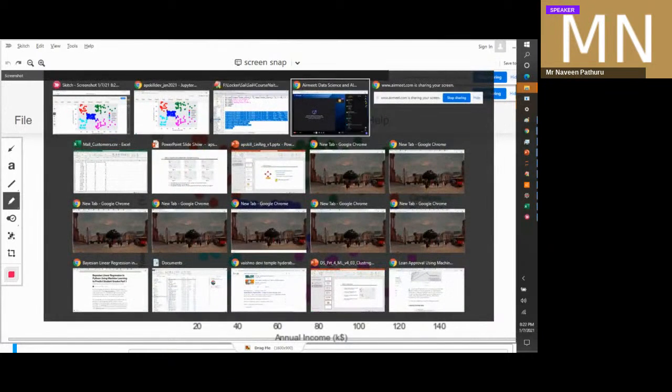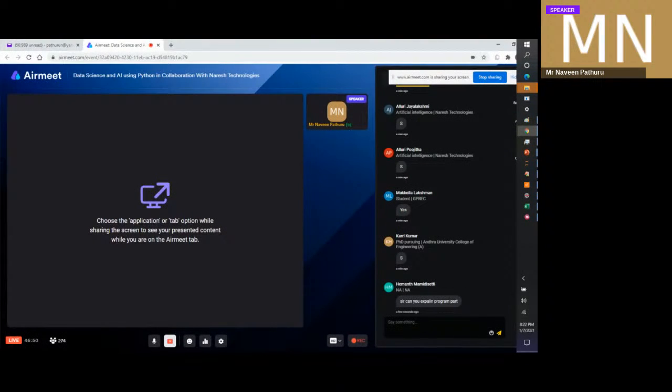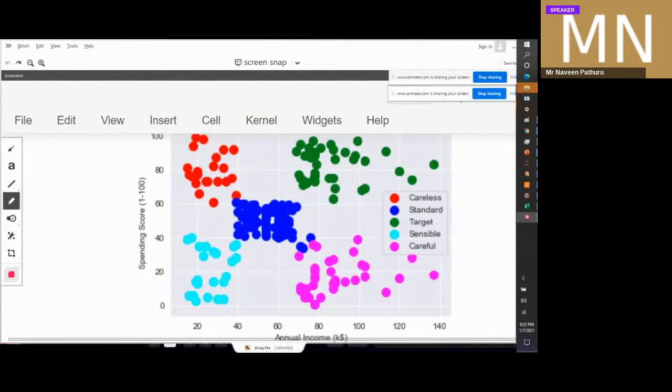Everybody with me, guys. Quick yes, please. What is this? This is what the business is calling them. We call them group 1, group 2, cluster 1, cluster 2 and things like that. But what is it? Now business is able to understand who is sensible versus who is careful versus target versus standard and careless.